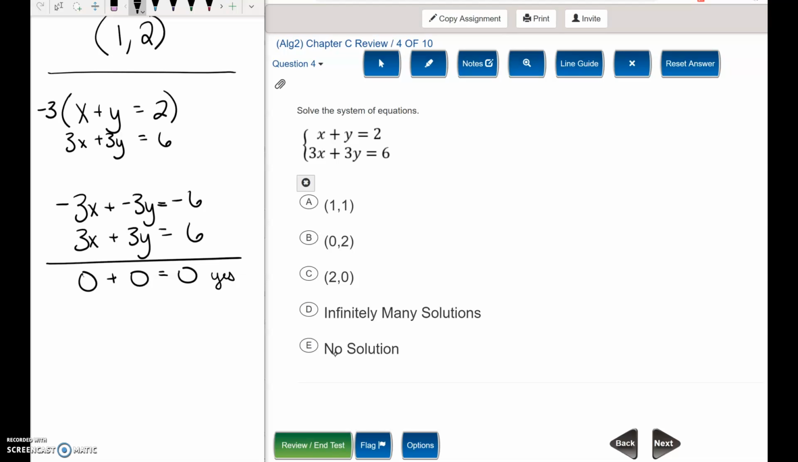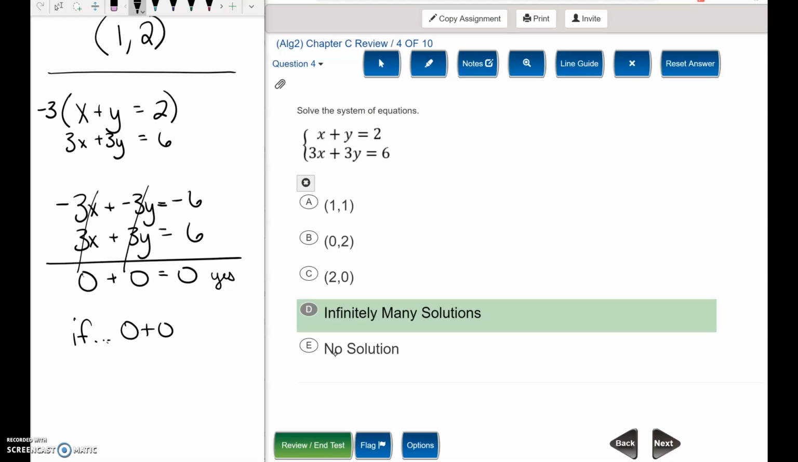If that is a true statement, your answer is infinitely many solutions. If we had gotten 0 + 0 = something else, like 7 or 12 or whatever, then it would be no solutions. So if both of these variables cancel and you're left with a true statement, it's infinitely many solutions. If you had been left with 0 + 0 = 7 or something like that, 0 does not equal 7, that would be a no solutions situation.